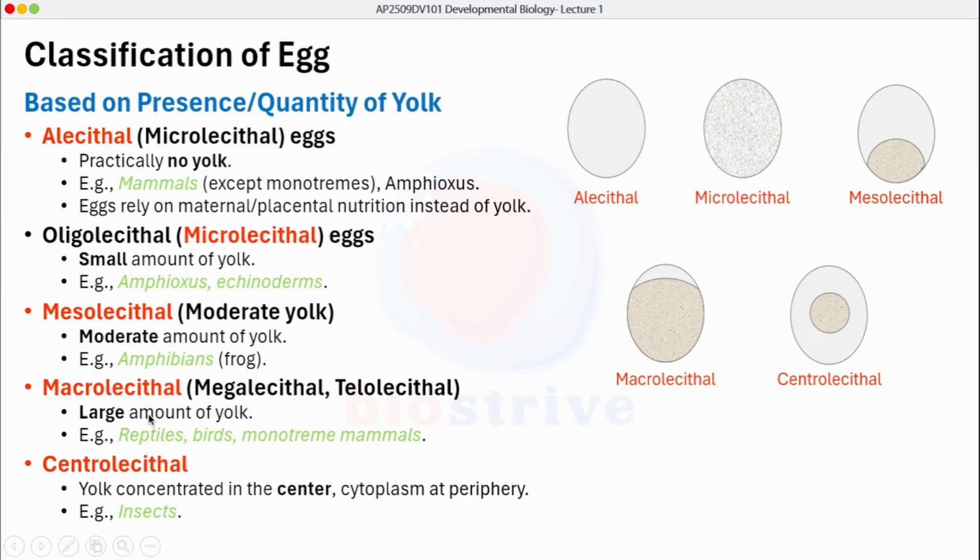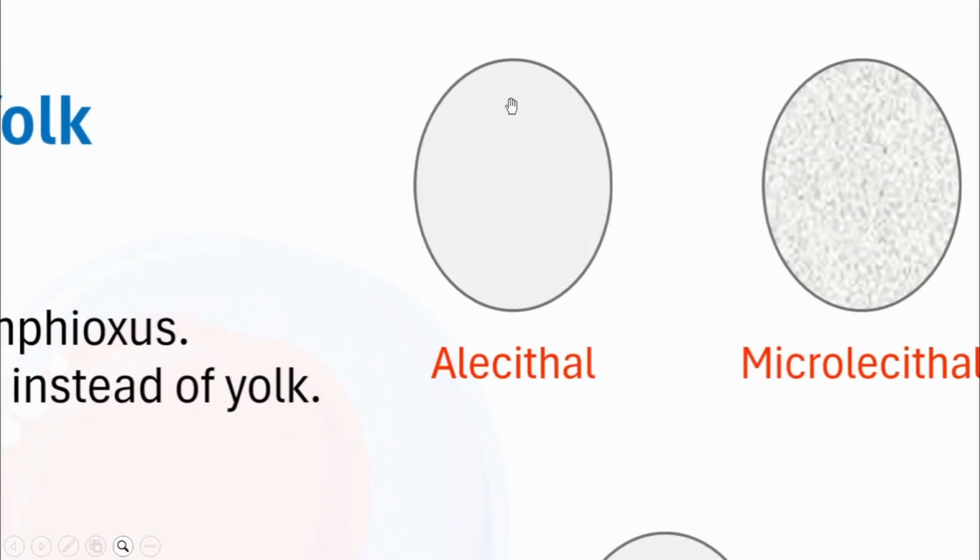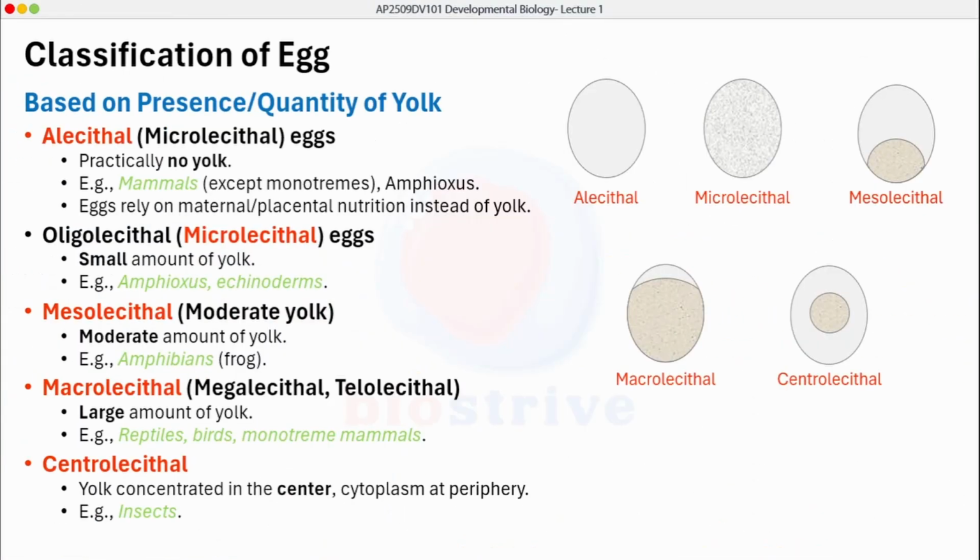Now, when it comes to mammals and especially humans, there is a difference in opinion. In case of humans, the eggs are practically alacithal, meaning there is practically no yolk present inside the egg. All you can see is clear cytoplasm. A very small amount of yolk might be present in mammalian and human eggs at certain stages of development. So, mammalian or human eggs can be placed under microlacithal eggs or alacithal eggs.